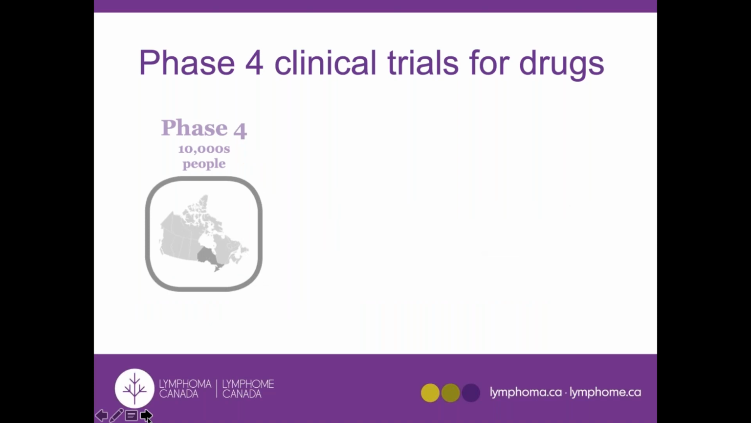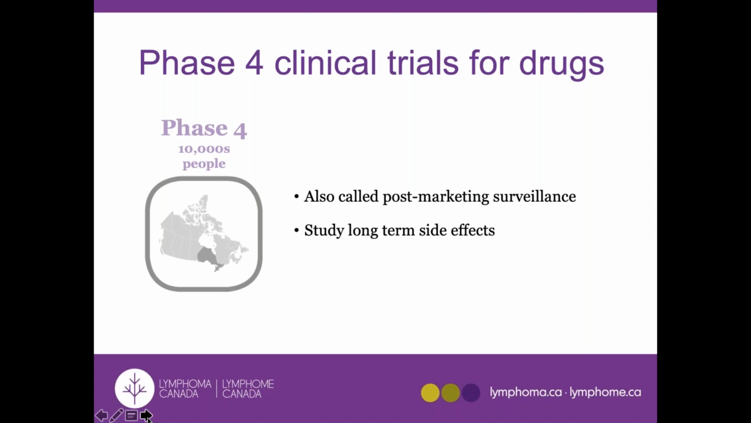And then phase 4 clinical trials for drugs happen in thousands of people. This is when the drug is approved by Health Canada, and it's allowed to be sold or marketed and widely available. Sometimes it's also called post-marketing surveillance studies because Health Canada has approved it, and this is after it becomes marketed and available to a large number of people. Again, we use this to look at the long-term side effects and the safety of the drug in people.